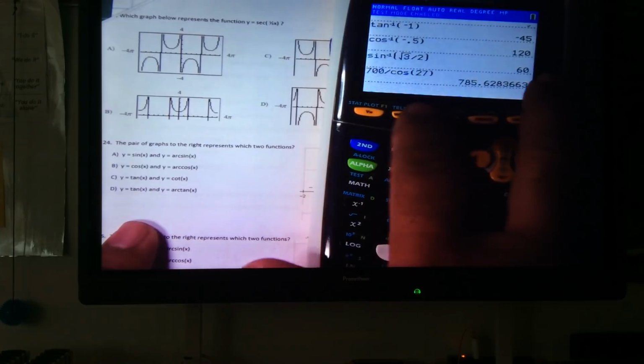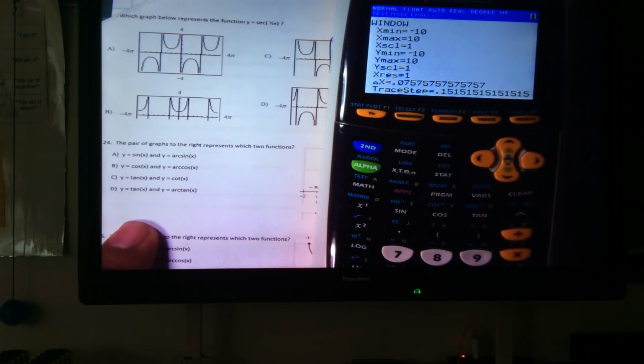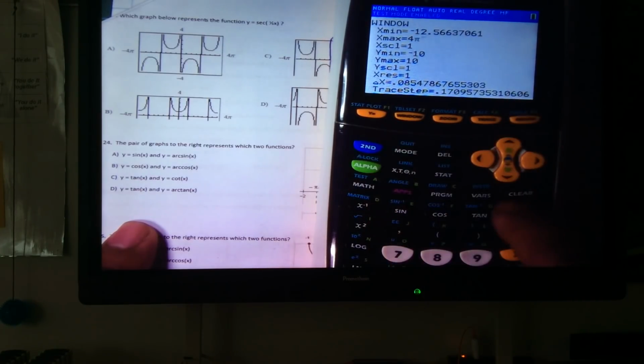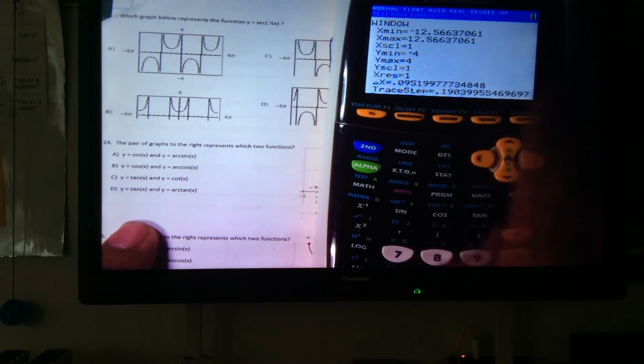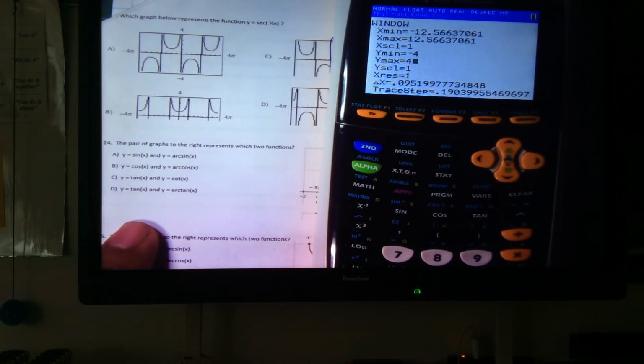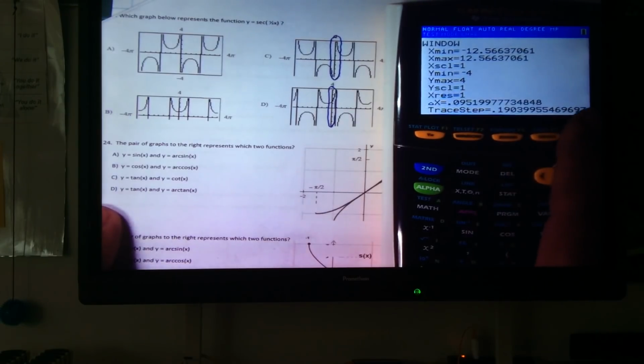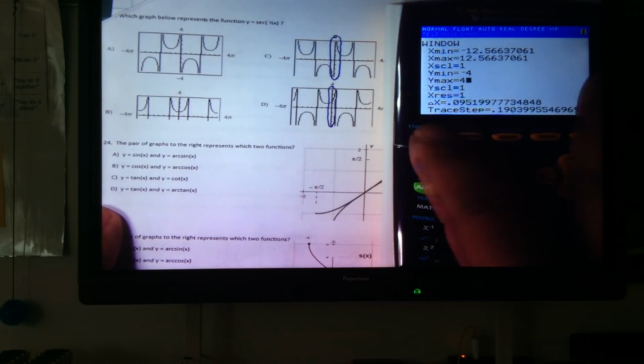So we're going to go to the window. X is going to be negative 4 pi to a positive 4 pi, and y is going to go from negative 4 to a positive 4. Negative 12. It does it automatically. This is 4 pi. You put 4 pi right there? Yeah, it changes it automatically, because remember you're in radians.